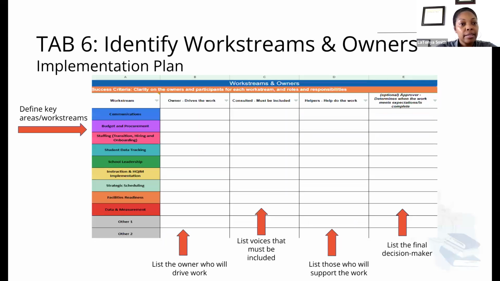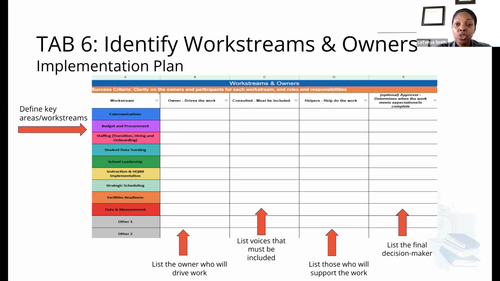Okay, for tab 6, and you'll have time to think about this in breakout rooms. I know we're going a little quickly, but I want to make sure we stay on time. So tab 6 is identifying work streams and owners. The purpose of this is to break down big goals into manageable parts. And so you want to clarify accountability and collaboration across all work streams. So you're going to identify the work streams that will be needed for the strategy. And then when you identify it, you list the owner of that work stream.